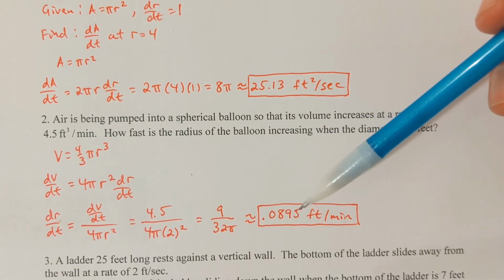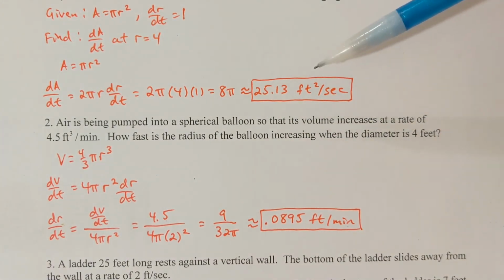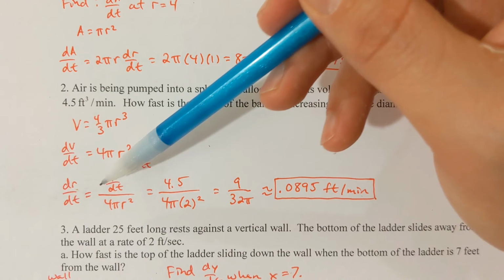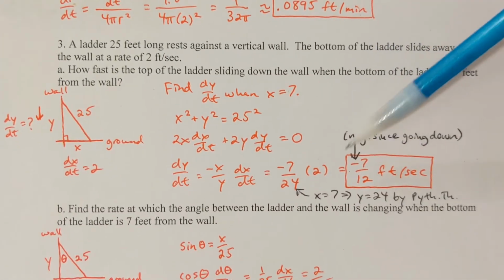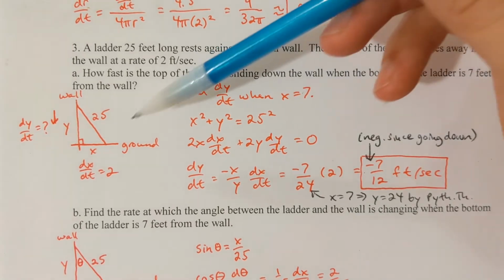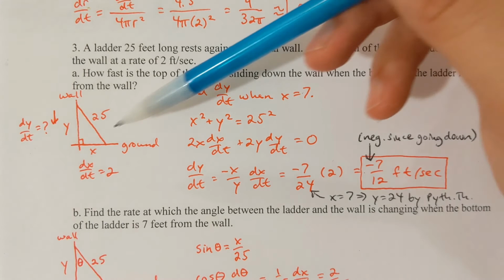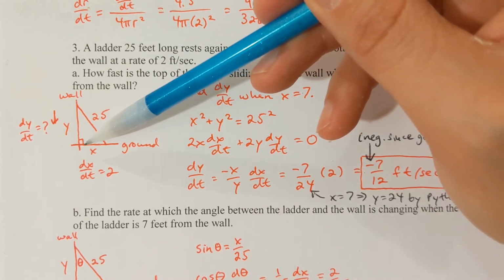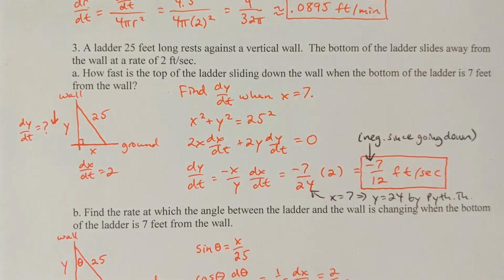Okay, so these two answers up here were positive. That's because, in this first problem, the area of the circle was getting bigger over time. In this problem, the radius was getting bigger over time. Now, if this number here were positive, that would mean that y is getting bigger over time. Well, that's not happening, right? So nobody's pushing the bottom of the ladder towards the wall to make y get bigger.